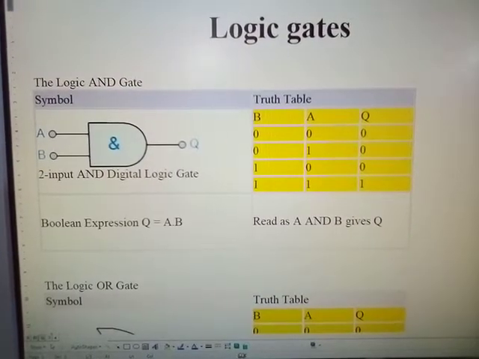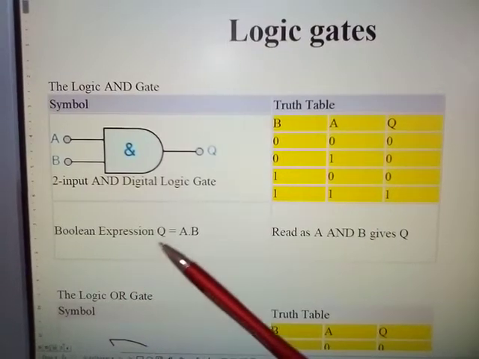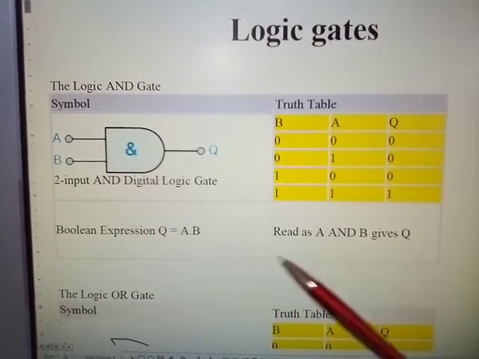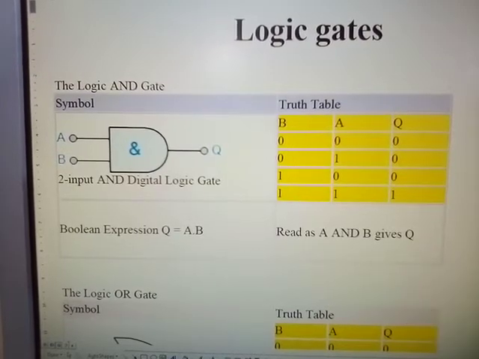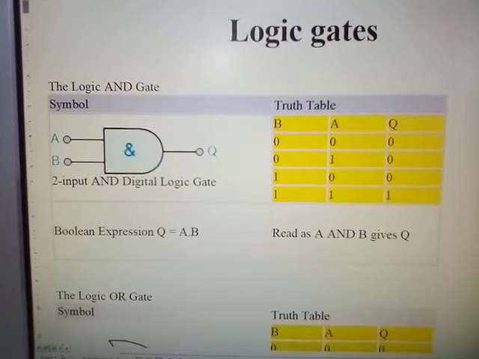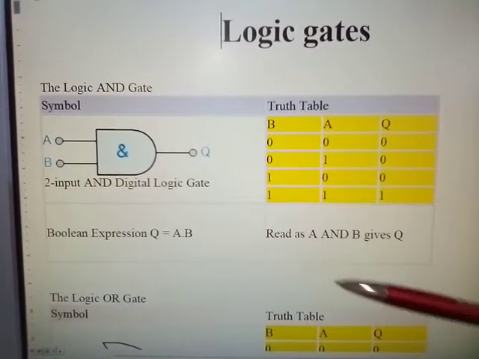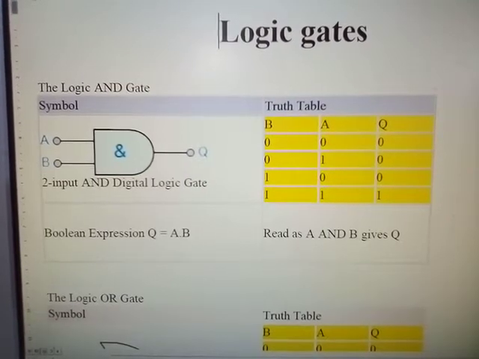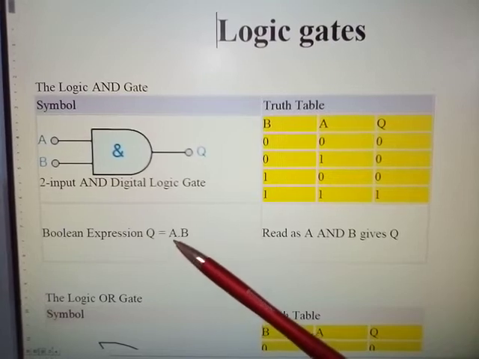And here we are already, you can see we're talking about Boolean expressions, Q equals A AND B. Okay? Read as A AND B gives Q. And what they're trying to say here is that you must have a logic 1 at both A and B to get a logic output of 1.